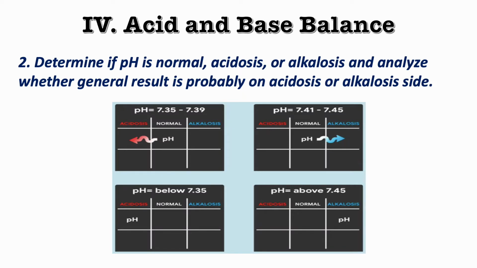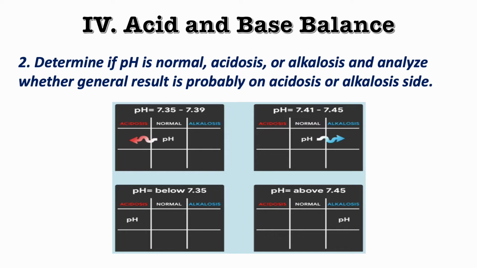Step 2. Determine if pH is normal, acidosis, or alkalosis, and analyze whether the general result is probably on the acidosis or alkalosis side. Remember in step 1 that the normal pH range is from 7.35 to 7.45. 7.4 is the exact normal value. Please use the diagram to help visualize.